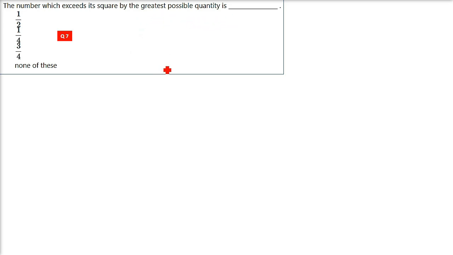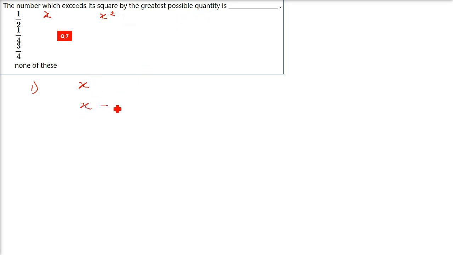Now we have to make an equation here. The only important thing in this question is to make the first equation. So let us assume that the number is x. The number is x. Now it exceeds its square. What is square? X square. By the greatest possible quantity is.